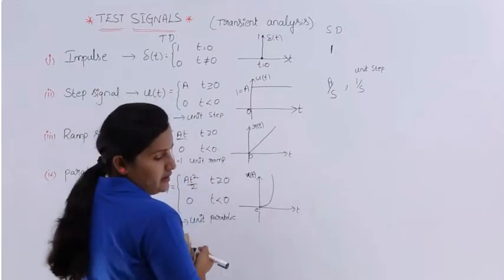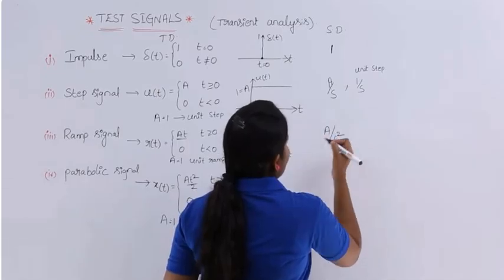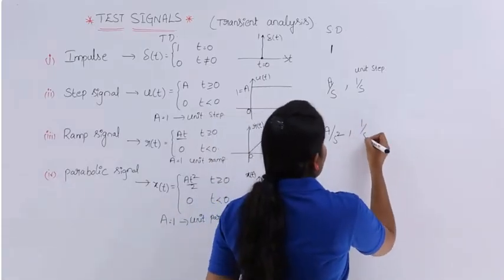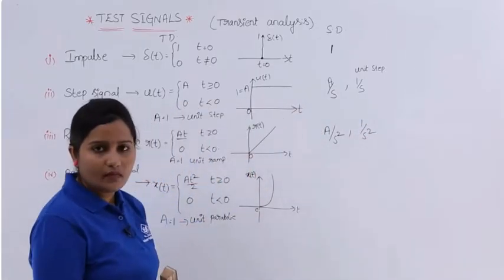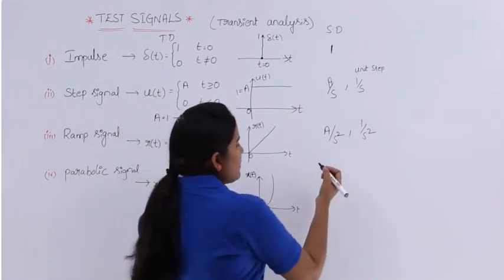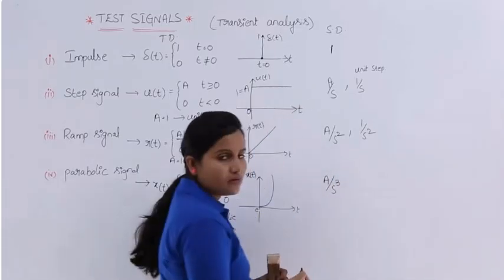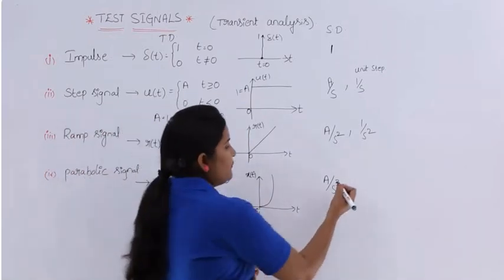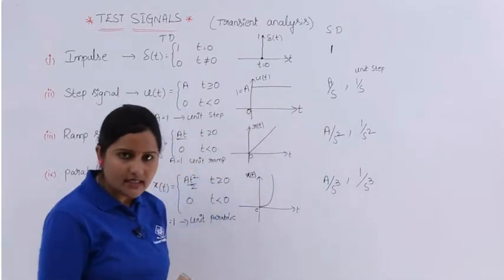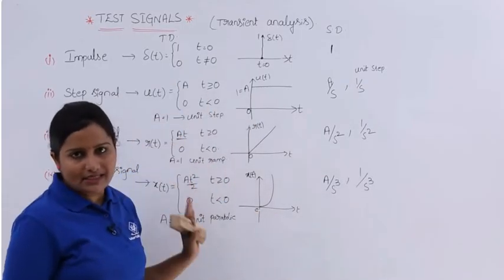Similarly for the ramp signal, the transform is a by s square if it is a simple ramp. If it is a unit ramp, the transform is 1 by s square. Coming to the parabolic signal, the transform is a by s cube. If you have a unit parabola, then the transform is 1 by s cube. These are the frequency domain values for these test signals.